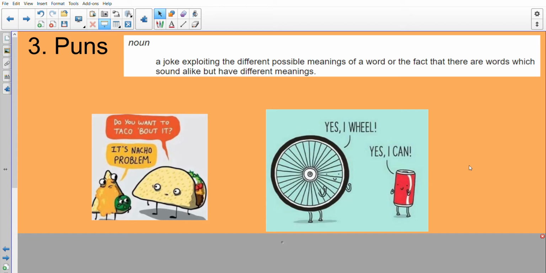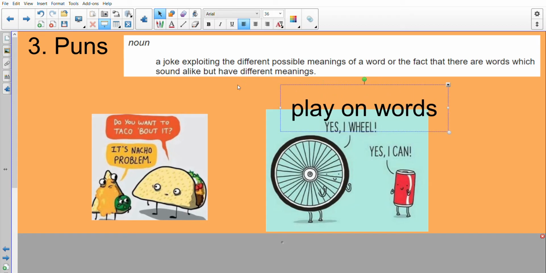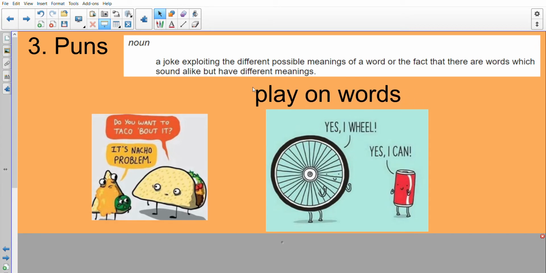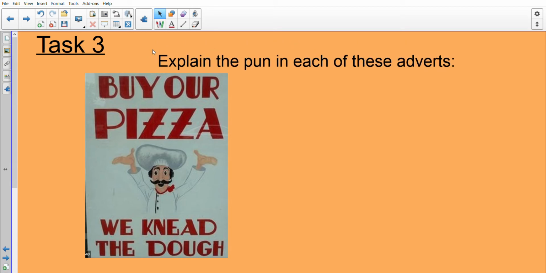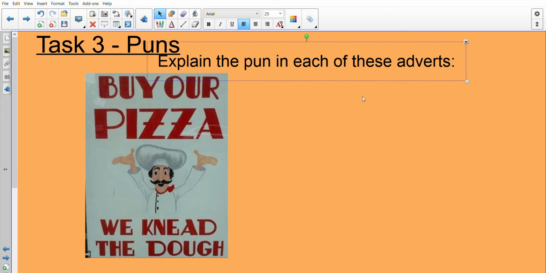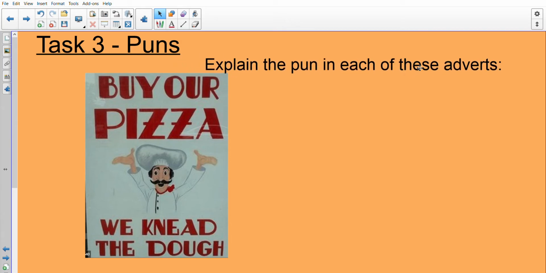Okay. So a pun can be a play on words. So we play with the language and we mess around with words that are homophones, words that sound the same or sound identical. So, task 3, I'd like to just write the subheading. Task 3, puns. And I want you to try and explain the pun in each of these adverts.